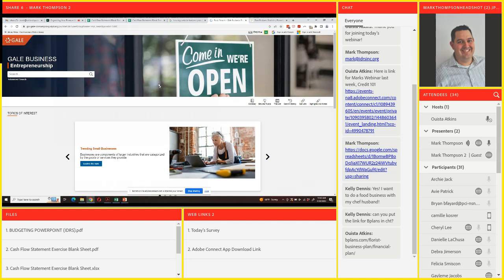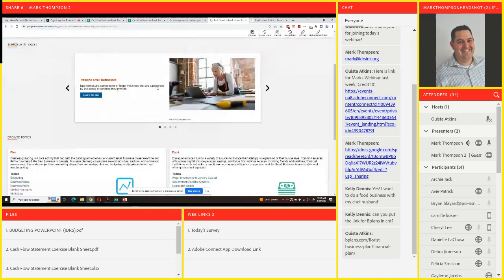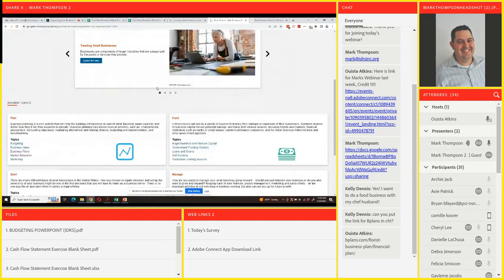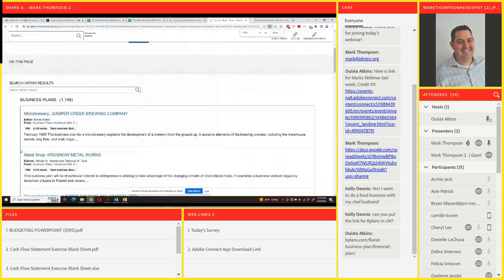But with that, these different libraries have things like sample business plans. So here, if you guys can see that, I'll zoom in a little bit. It's a sample business plan. And I don't know if they're going to have, let me see if they have a floral business, or I'll just put florist here and see what I come up with.